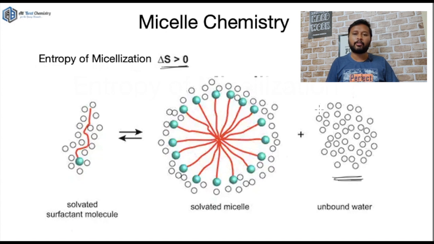Now these unbound water molecules are the only reason why this entropy increases. The entropy has increased because earlier you had solvated water, or bound solvent, and now you have unbound solvent. So that is why the entropy of the system increases. Now this is one of the very important concepts around micelle chemistry. So these were all the important things which you need to know about micelle chemistry. Now we'll take some questions from previous years of CSIR-NET and GATE exams, and we'll see how we can apply our concepts to solve those questions, right?